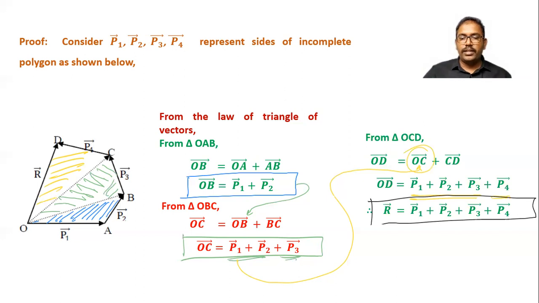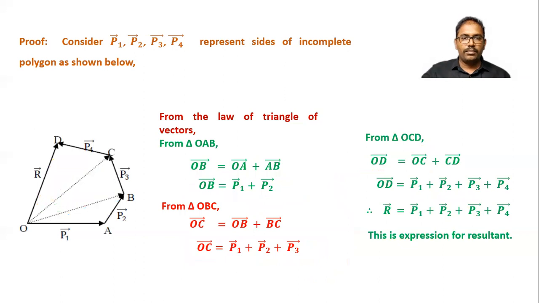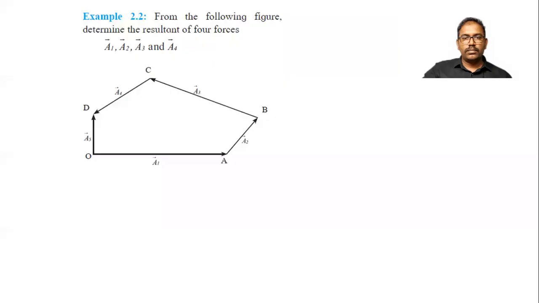So the resultant vector, this is the expression for the resultant in the polygon method. Now let's see a problem based on this polygon method. This is a problem given in your textbook. From the following figure, determine the resultant of four forces A1, A2, A3, and A4.